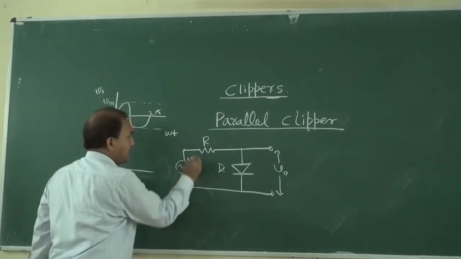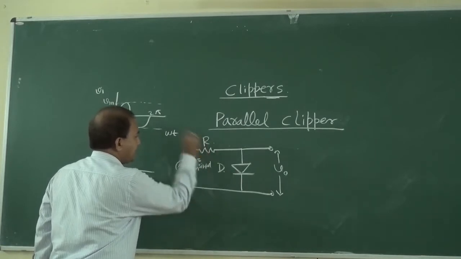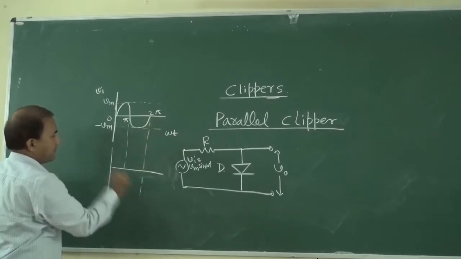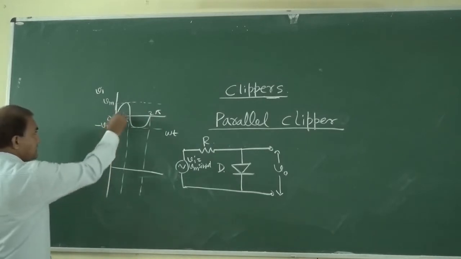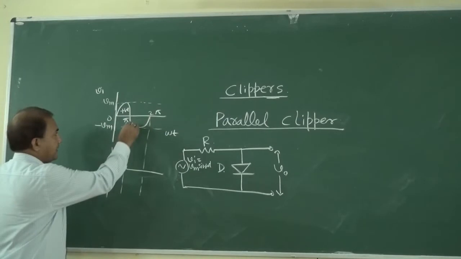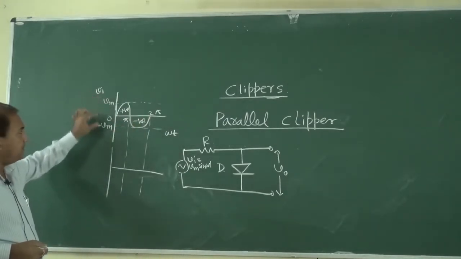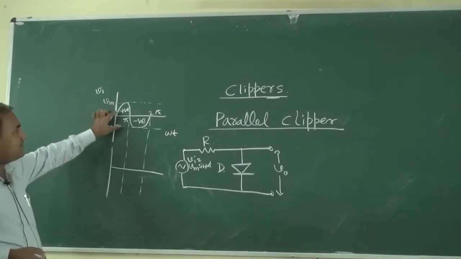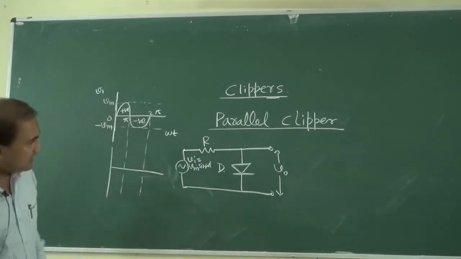Here Vi is equal to Vm sin omega t. From 0 to pi, this is the positive half cycle. From pi to 2 pi, the negative half cycle, and the peak is plus Vm, here the peak is minus Vm. Now during the positive half of the input, what will happen?